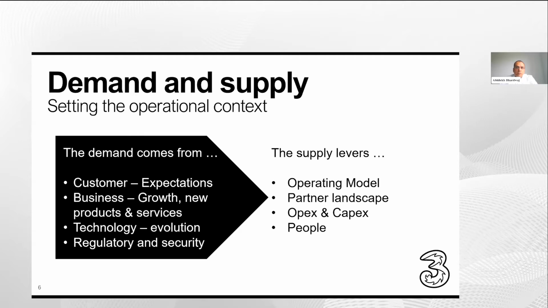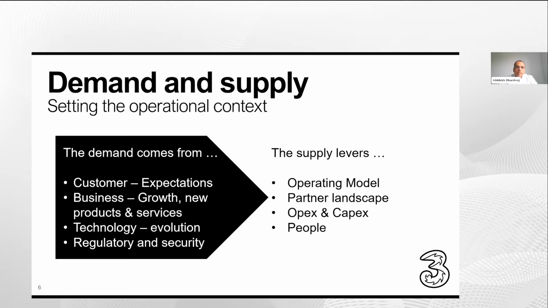The business growth imperatives, the new products and services being launched, the role of operations needs to be kept in mind, and it's evolving as we speak. Technology evolution, and 5G is part of or is an example of that. But it's not just about 5G; it's about all other things that need to be catered for as part of the technology evolution, the legacy evolution, etc. And then finally, regulatory and security, as some of us have seen in the UK at least.